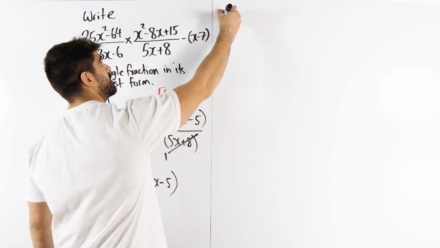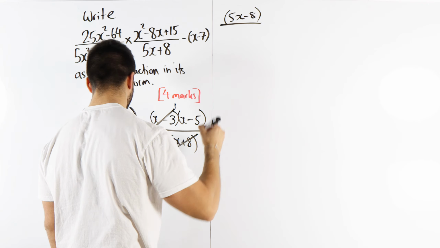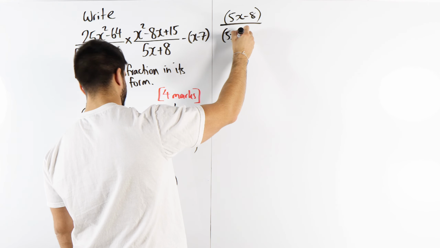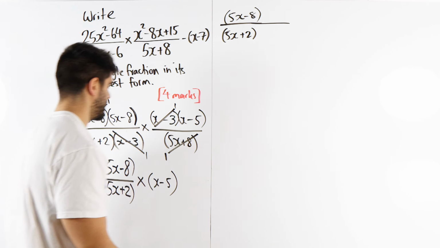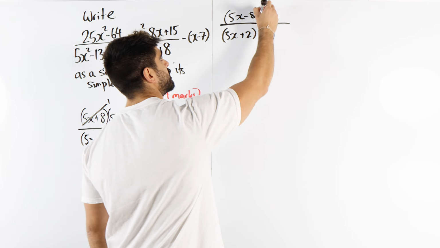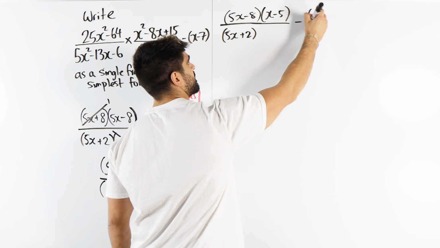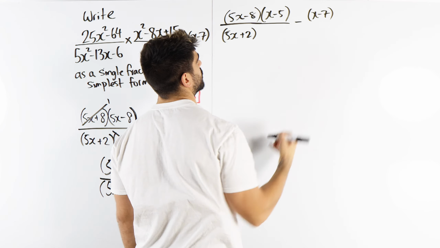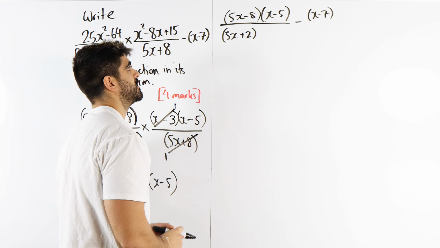So we have (5x minus 8) over (5x plus 2). Remember, just going to extend that because we're timesing it by (x minus 5). Then we're subtracting (x minus 7). I'm going to write it up here for the reason that we are bringing everything together, right? So we're doing the common denominator.